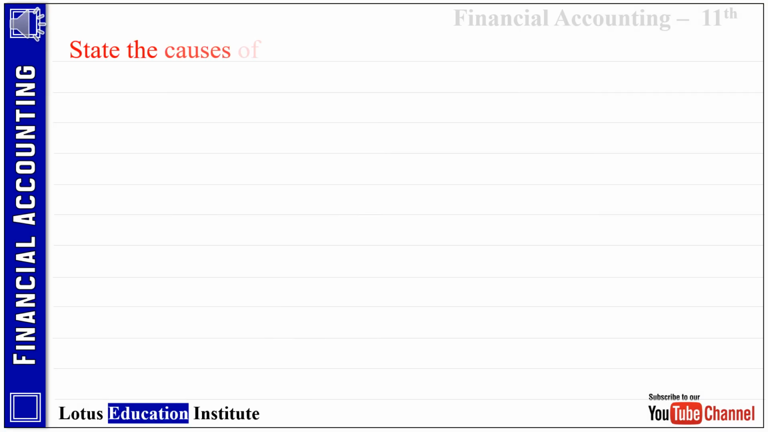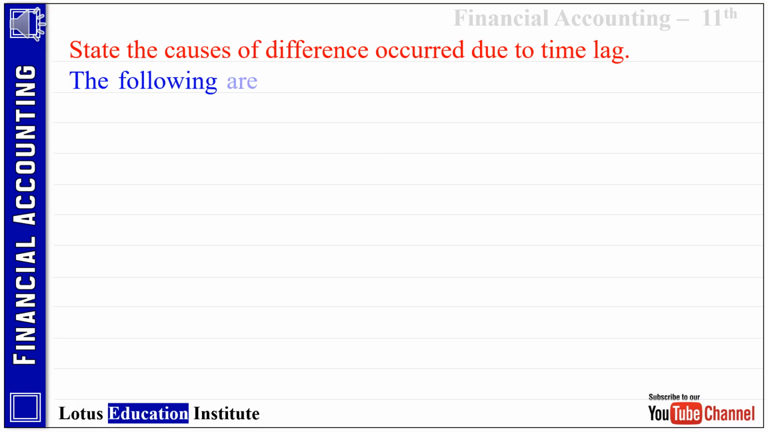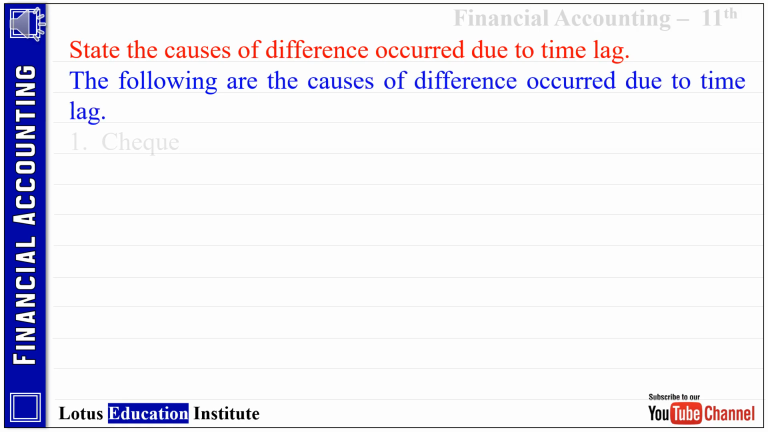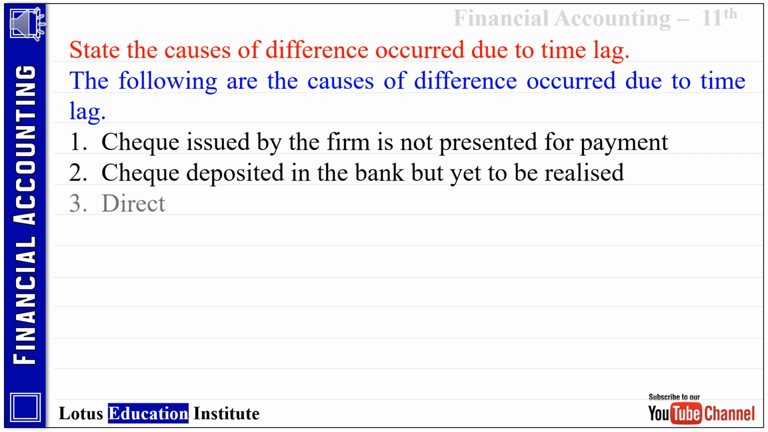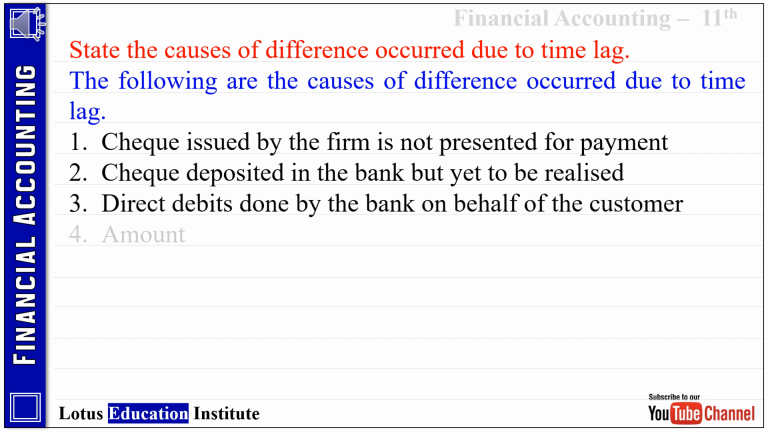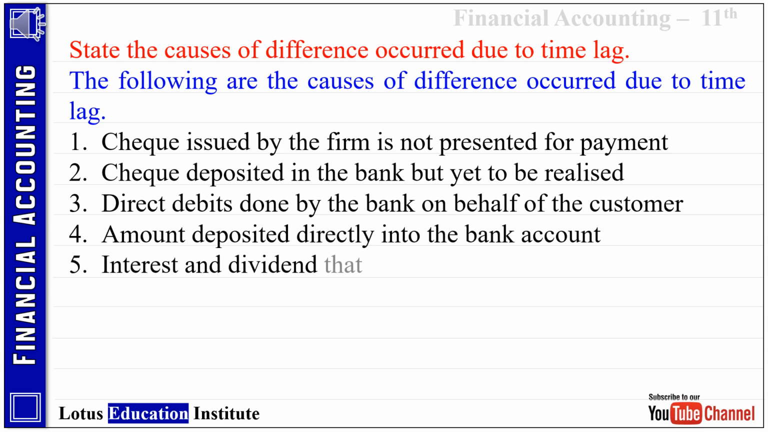State the causes of difference occurred due to time lag. The following are the causes of difference occurred due to time lag. 1. Check issued by the firm is not presented for payment. 2. Check deposited in the bank but yet to be realized. 3. Direct debits done by the bank on behalf of the customer. 4. Amount deposited directly into the bank account.